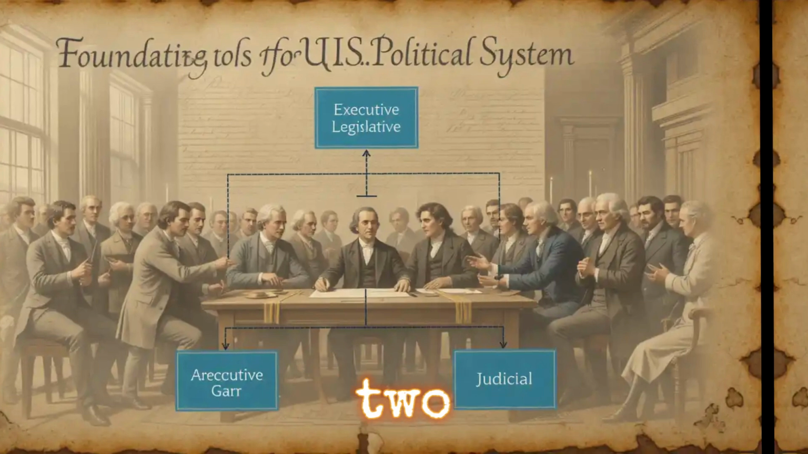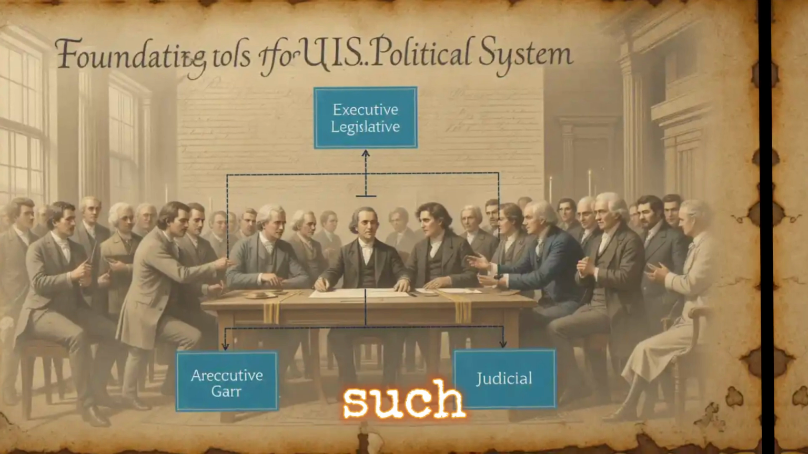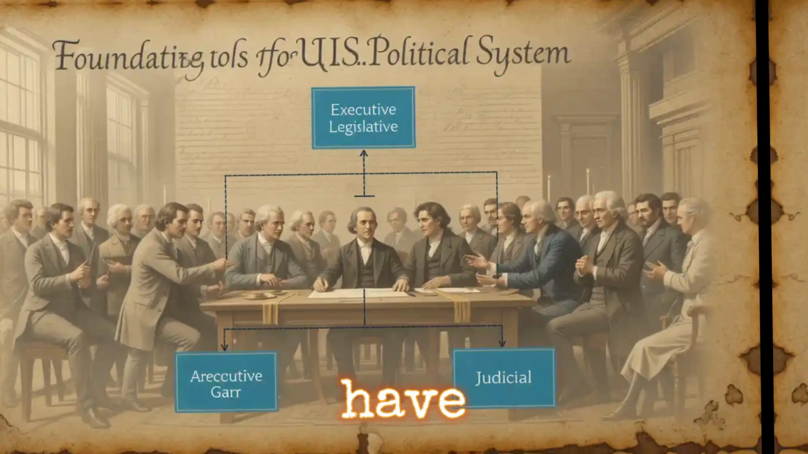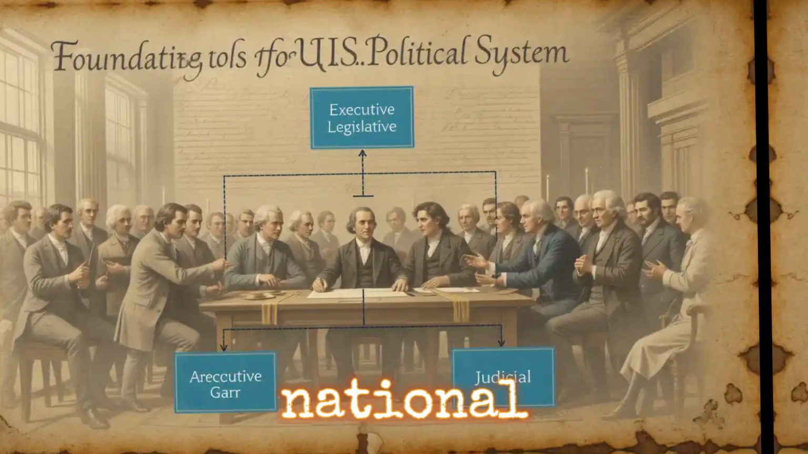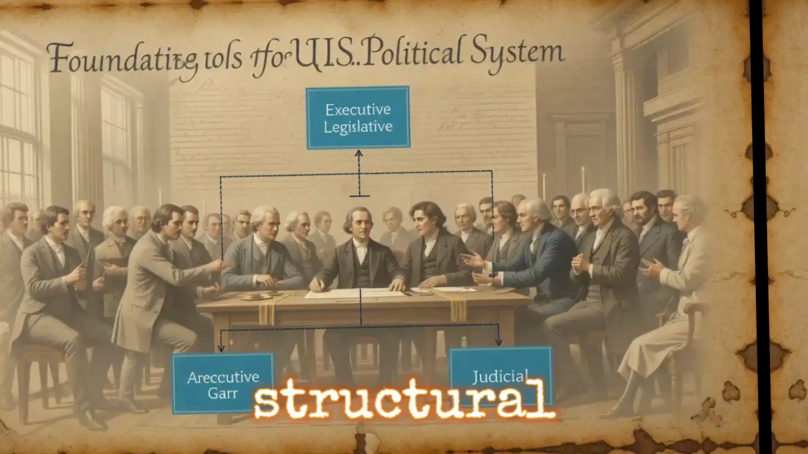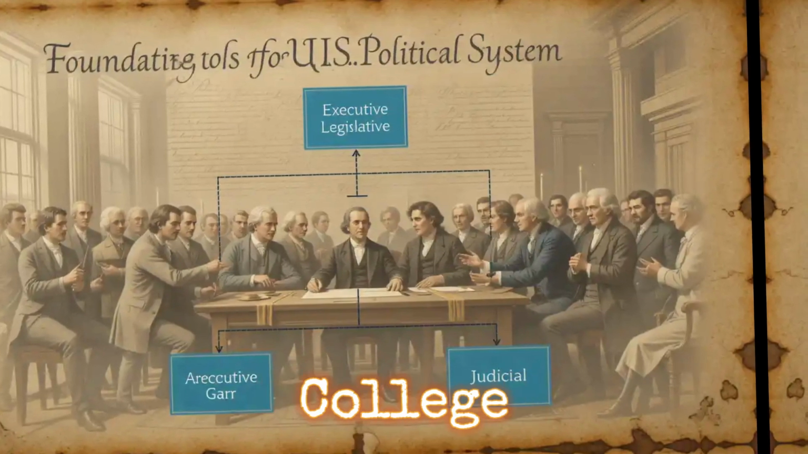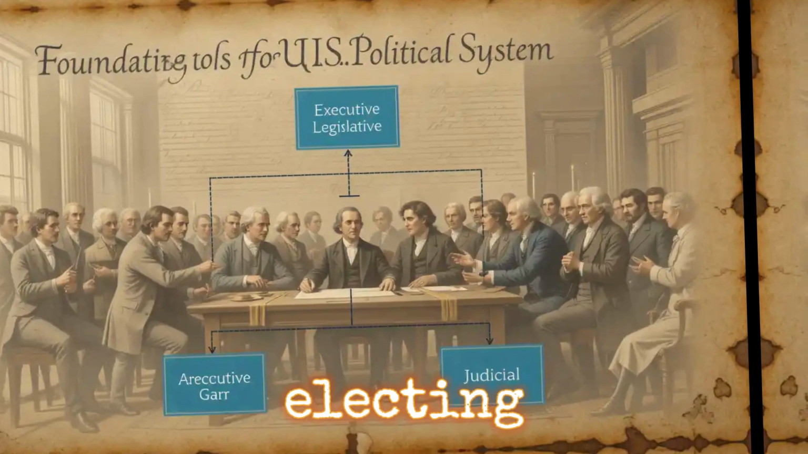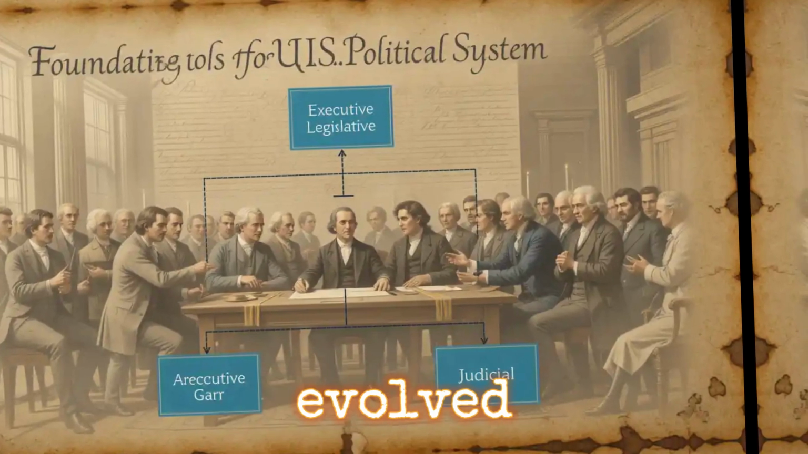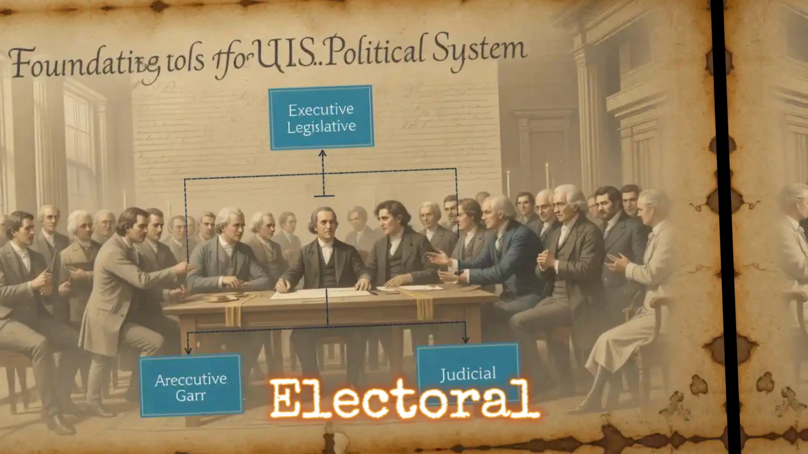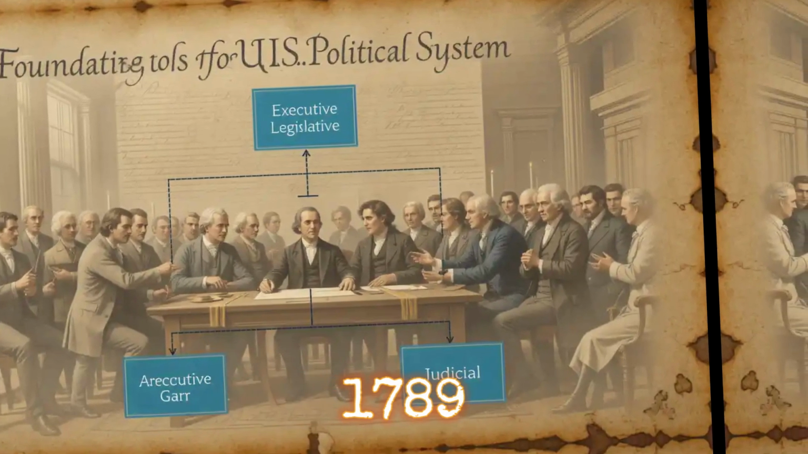Despite being a two-party system, third parties such as the Progressive Party, Libertarians, Greens, and Reform Party have occasionally influenced elections and national debates, though they rarely win major offices due to structural barriers like the Electoral College and single-member districts. The process of electing a U.S. president has evolved significantly since George Washington was unanimously chosen by the Electoral College in 1789.